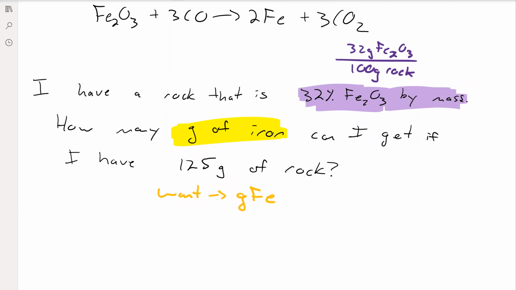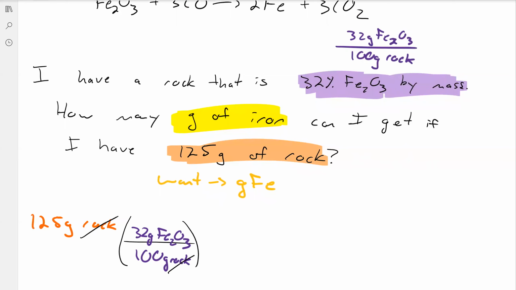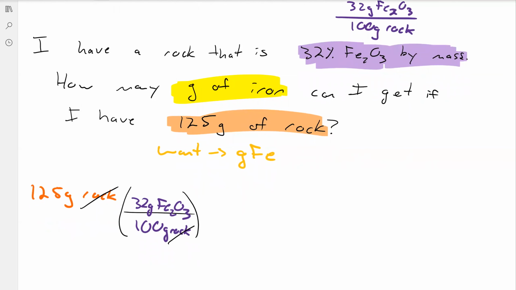Well, if I think about my rock, I have it right up here. It's 32% iron oxide, but it's totally rock. So I can use that conversion unit down here. 100 grams of rock, 32 grams of iron oxide. And then I cancel out rock with rock. Now I'm at grams of iron oxide. Well, now I'm at grams. How do I get to moles? Because remember, we always want to get to moles of A.